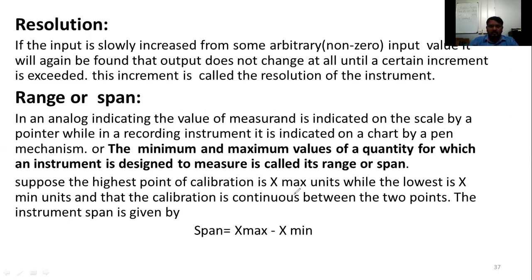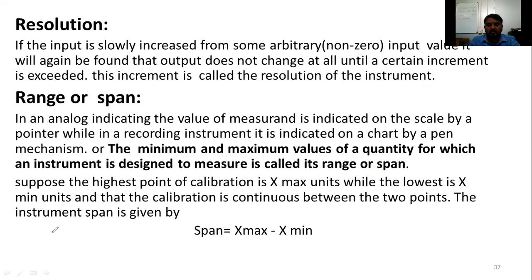Is it clear? In an analog instrument, the value of the measurand is indicated on the scale by a pointer, while in a recording instrument it is indicated on a chart by a pen and pen mechanism. Recording instruments record values at, for example, 6 AM, 7 AM. The minimum and maximum values of a quantity which an instrument is designed to measure is called the range or span. Minimum and maximum values have to be mentioned.